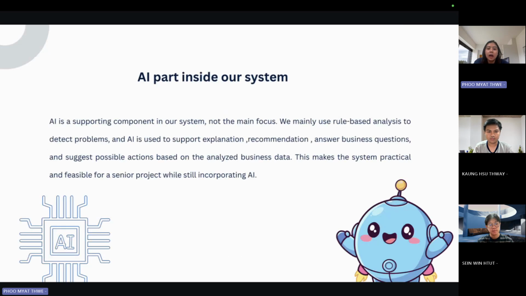Inside our system, there's the AI part. It's only a supporting component inside our system, not the main focus. We mainly use rule-based analysis to detect the problem, and AI is used to support the explanation, recommendation, and answering business questions of the owner, and to suggest possible actions based on the analyzed business data. This makes the system practical and feasible for our senior project while we are incorporating AI.